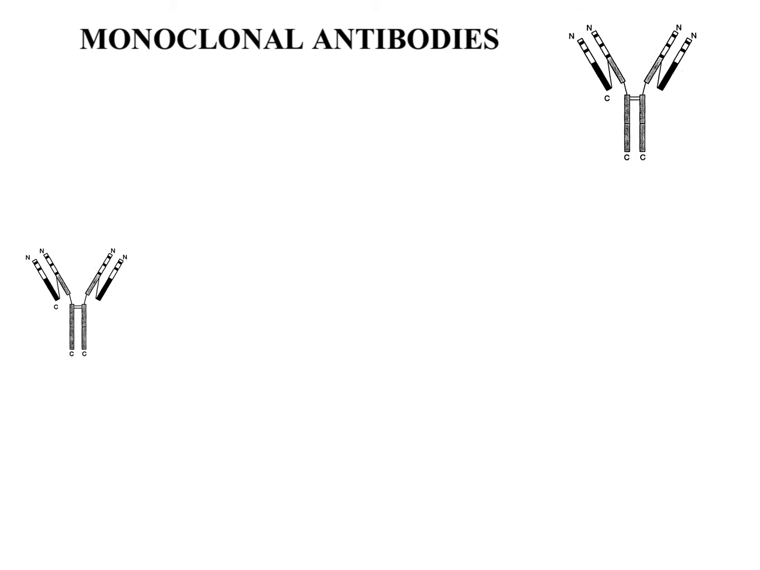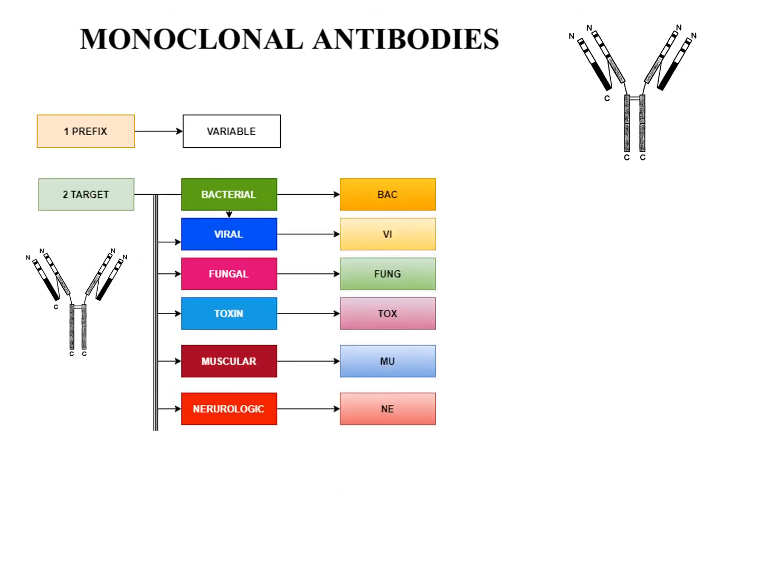Today, our topic of discussion is monoclonal antibodies. Usually, monoclonal antibodies have four parts. One is a prefix, but that prefix varies from monoclonal antibody to monoclonal antibody, so that is not constant. Next is the target system where it is working.